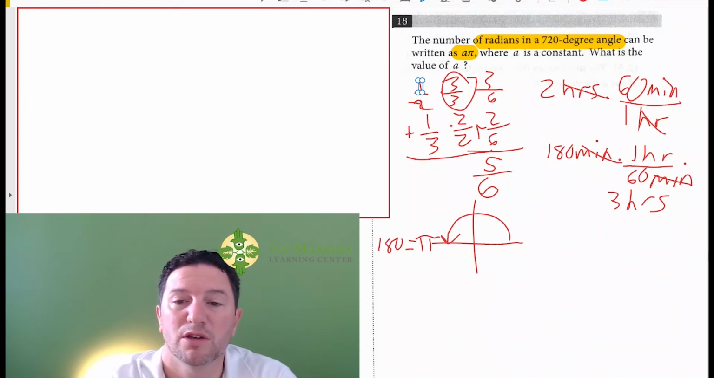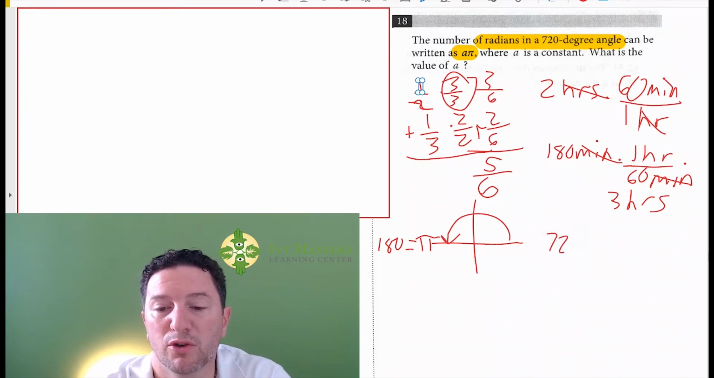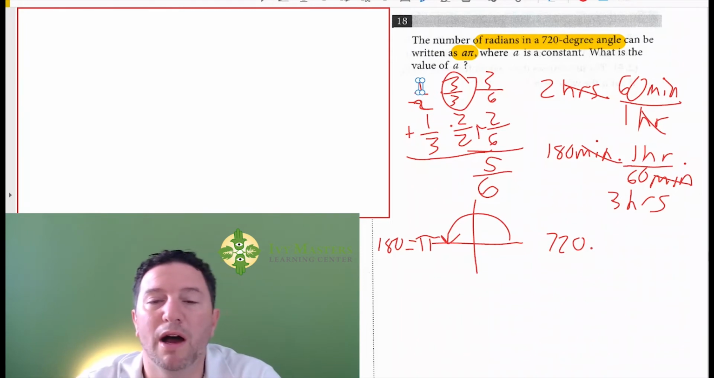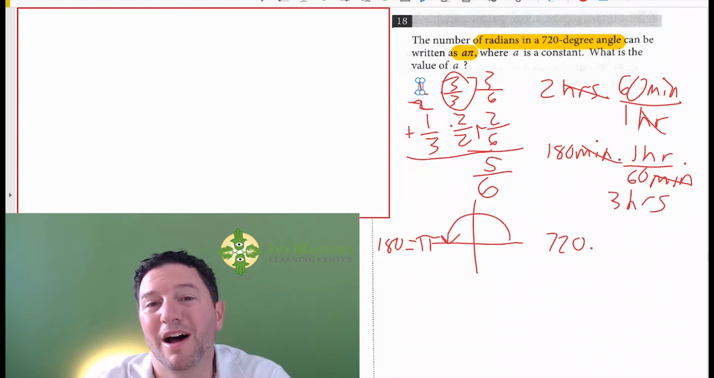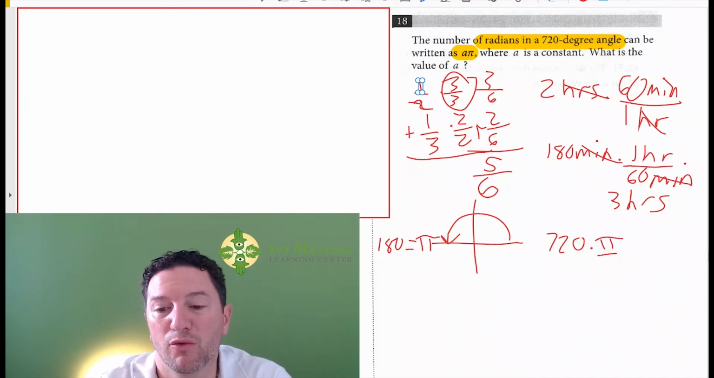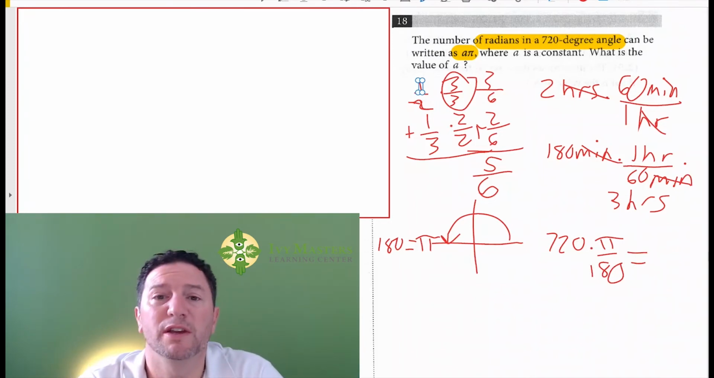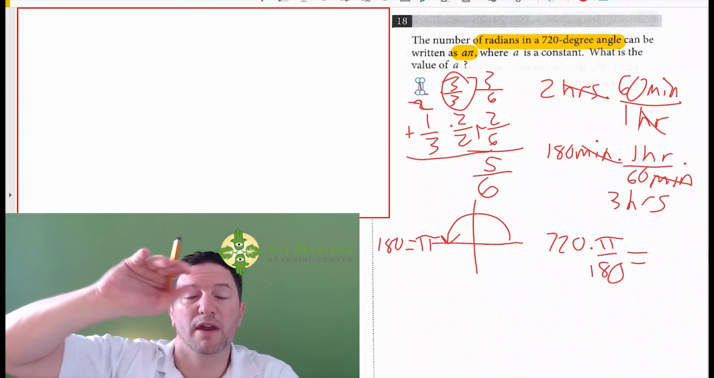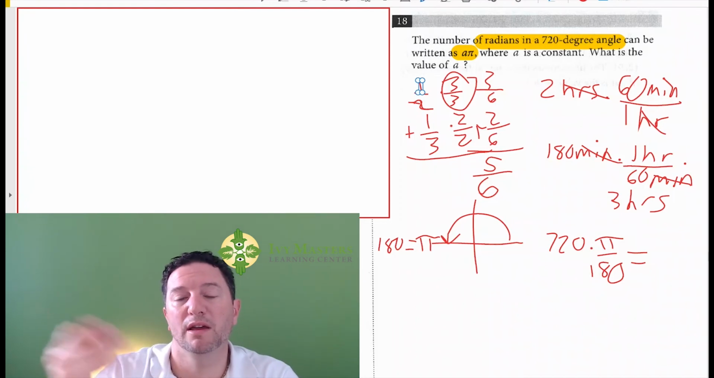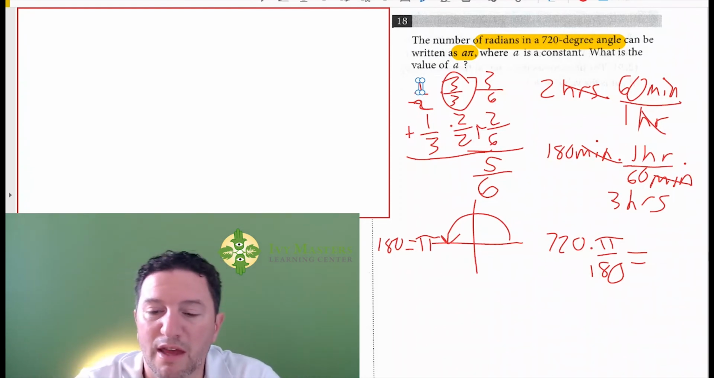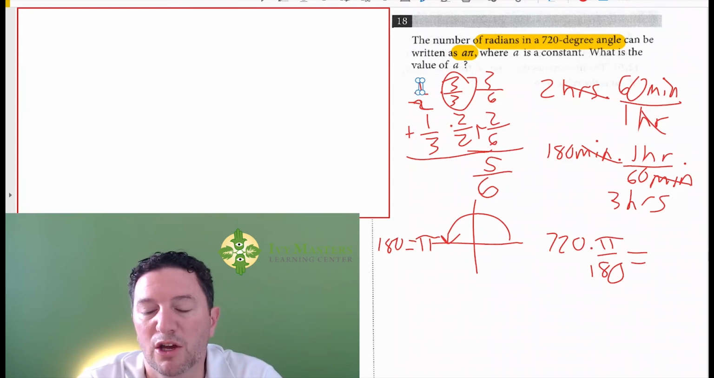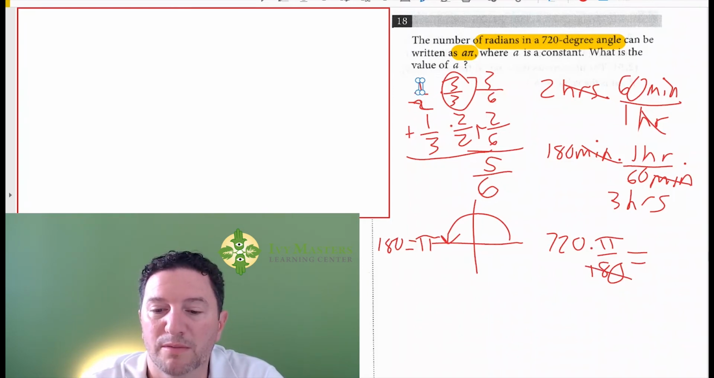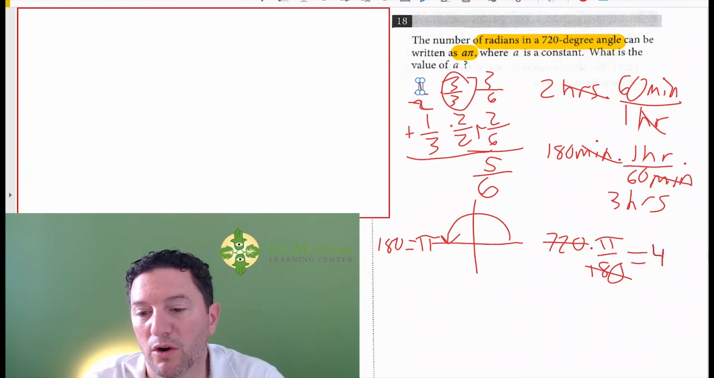So let's look at our 720 degrees. Now, would I need pi on top and 180 down below, or 180 on top and pi down below? Well, radians has pi in the top, so I've got to multiply by pi over 180. And if I had radians, then there would be a pi on top, and degrees has no pi. Then I have to multiply by 180 over pi to get rid of the pi to have everything in degrees. And then you have to ask yourself, how many times does 180 go into 720? And it goes 4 times. This would cancel. 720 over 180 would give you 4 pi.